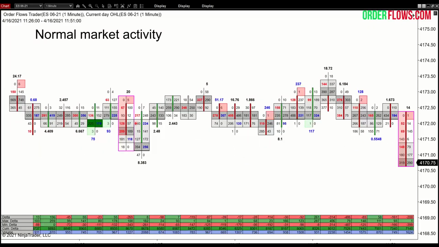It's just going sideways. A whole lot of nothing going on. Small deltas, pretty evenly matched. 8, 7. It's traded 2,000 contracts, and the net difference between buyers and sellers is 8, right? There's nothing going on, right? But that's just normal market activity. The market exists to facilitate trade, to match buyers with sellers.